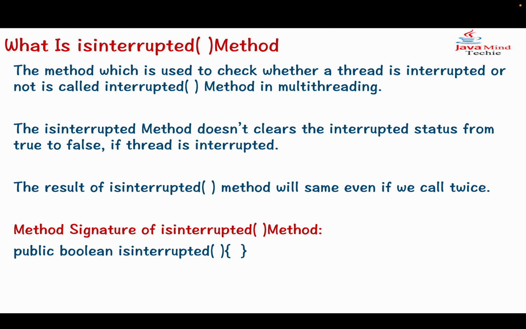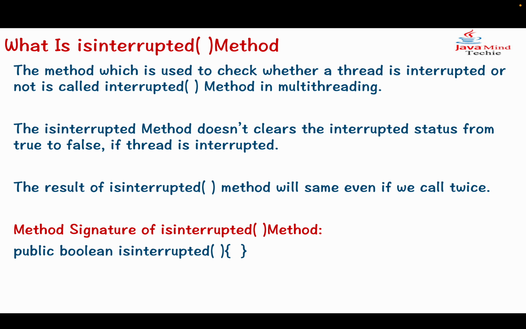See the next point, the isInterrupted method doesn't clear the interrupted status from true to false. In the previous method, the interrupted method, I have shown you that this method clears the interrupted status from true to false. But this time, the isInterrupted method doesn't clear the interrupted status from true to false. That is the main big difference between these two methods, interrupted and isInterrupted.